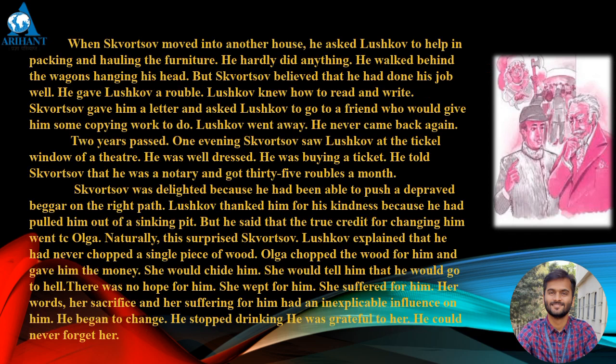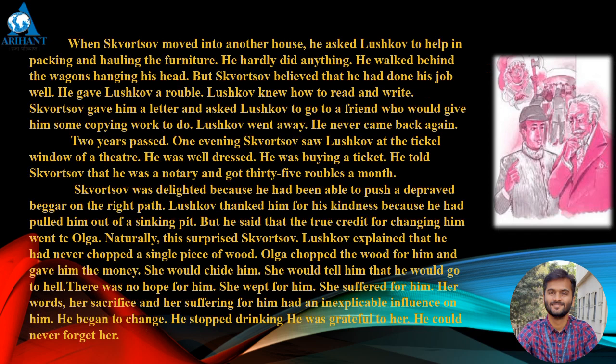But he said that the true credit for changing him went to Olga. Naturally, this surprised Scoto. Lushkov explained that he had never chopped a single piece of wood. Olga chopped the wood for him and gave him the money. She would chide him. She would tell him that he would go to hell. There was no hope for him.